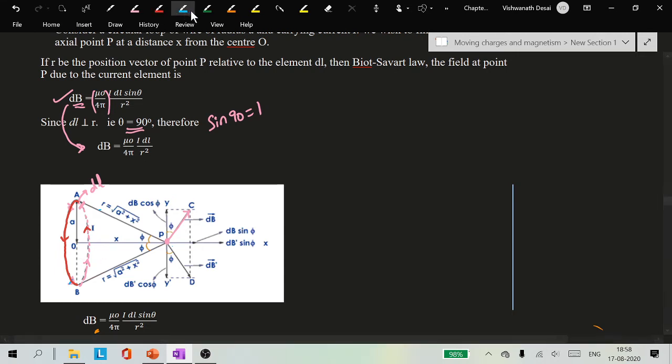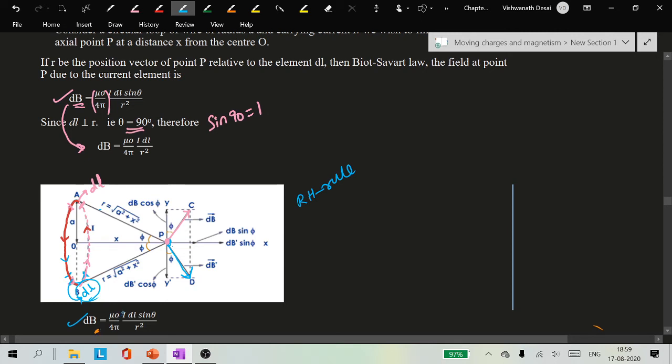Now one more portion I am going to consider at the bottom of the figure, somewhere here. The length of this element is also the same, dl. So when the current is flowing through this dl, that also produces a magnetic field at point P. And the direction of that magnetic field is downward. We can tell how it is downward because of the right hand rule. We have to apply the right hand rule, which gives the direction of the magnetic field downwards from this element dl.